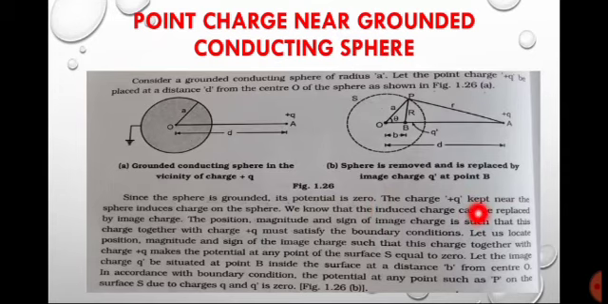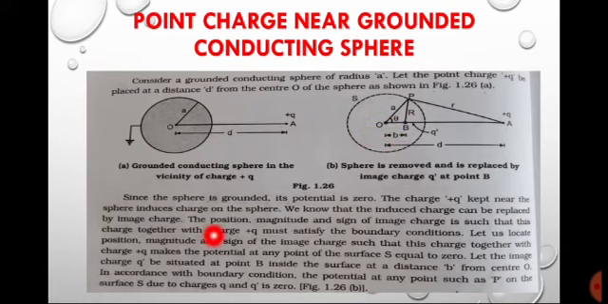The charge plus q is kept near the sphere, inducing charge on the sphere. We know that induced charge can be replaced by an image charge. The position, magnitude and sign of the image charge are such that this charge, together with the charge plus q, makes the potential at any point of the surface equal to 0. Let the image charge q dash be situated at point B inside the sphere at distance b, small b, from the center.